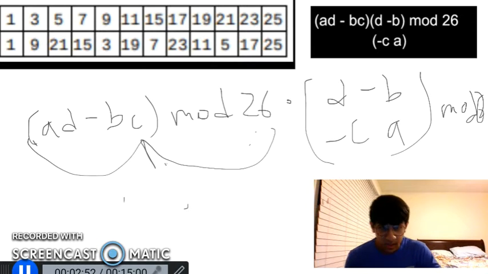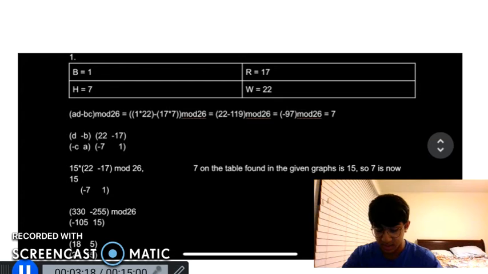D, negative B, negative C, A is nothing but just manipulation of letters. We have the normal matrix going to be A, B, C, D. And now we just have to change this up. So we have B right here equals 1, which is going to be A. This is going to be B right here. H is going to be our C, and W is going to be our D. In order to change these up, what we have to do is put our D first up here. We have A as 1, B as 17, C as 7, and D as 22. And now we have to basically manipulate them.